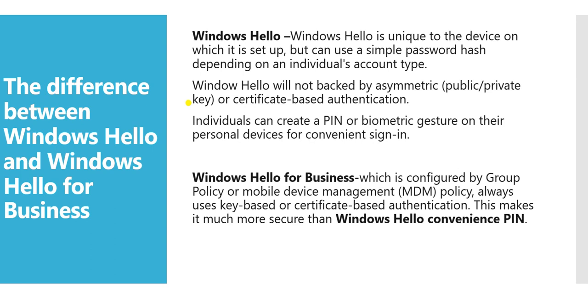Let me give you a perfect example for Windows Hello and Hello for Business. When you are configuring it locally, meaning you are not using GPO or MDM to activate Windows Hello on your machine, then it comes under Windows Hello. When you use group policy or MDM, then it comes under Windows Hello for Business. Another example is that Windows Hello can be activated on your personal home device, but Hello for Business can be configured in your office or with your domain based setup. So these are the two major differences.